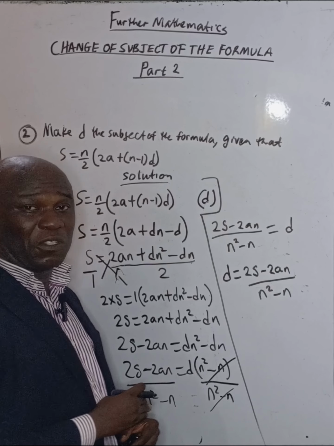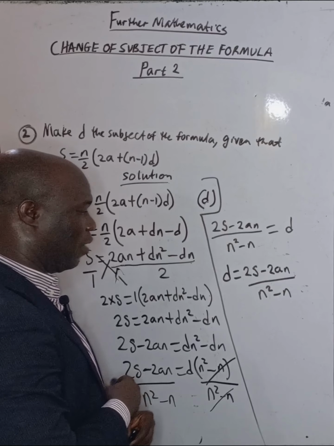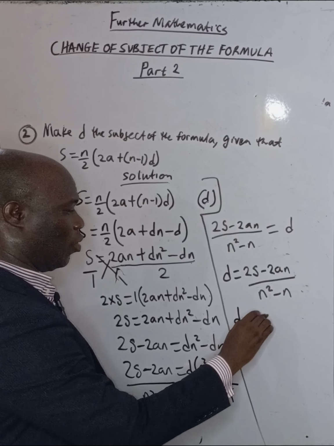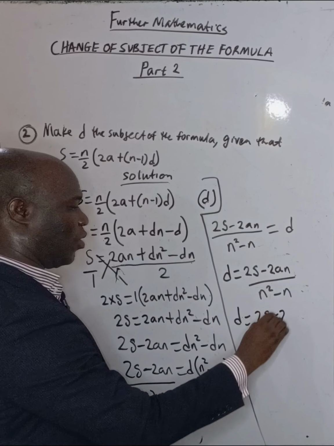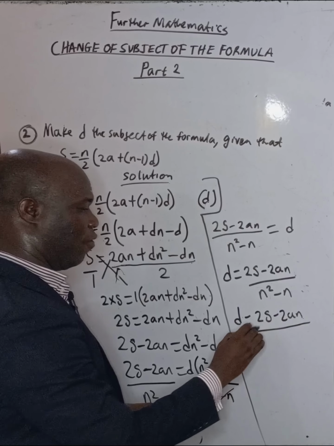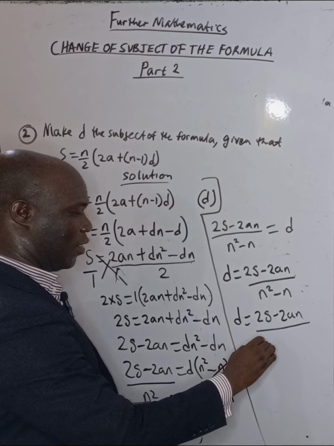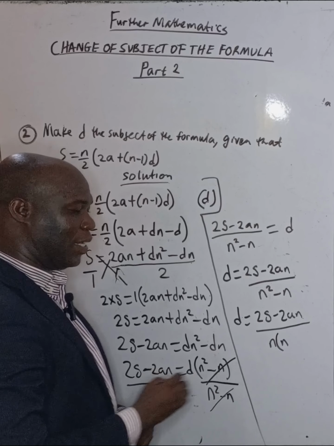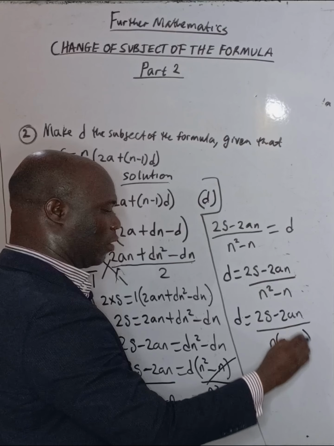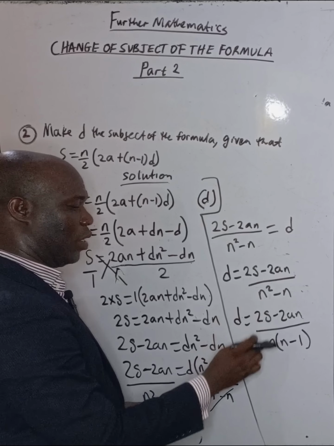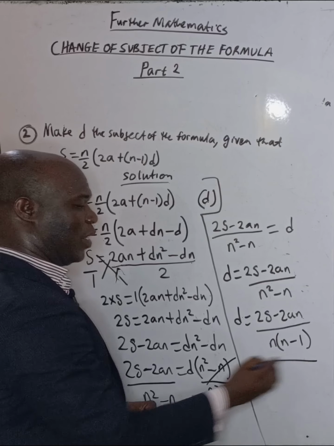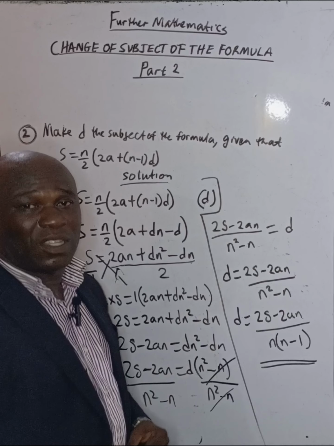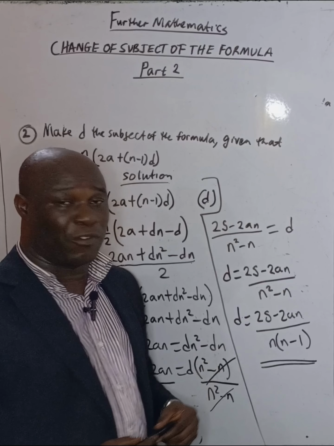With this, you are almost done. So just a little step. You can have D equal to 2s minus 2an over, you can factorize there. So n, this n squared, put another n in bracket, n minus 1. So n times n, n squared, n times 1, n. So with this, you are done. So this is the solved formula for the day.